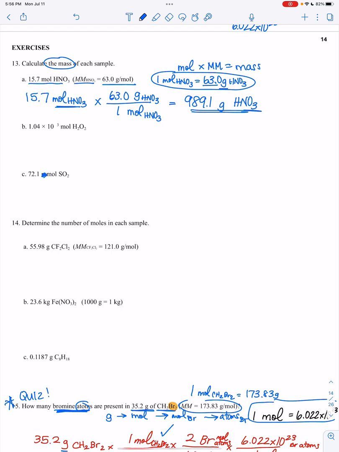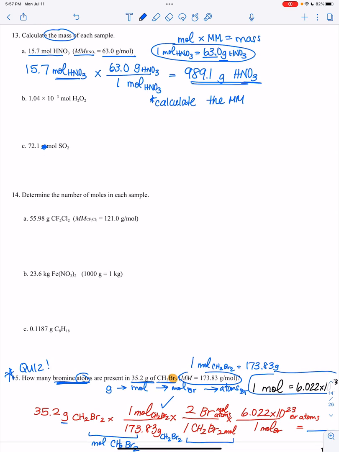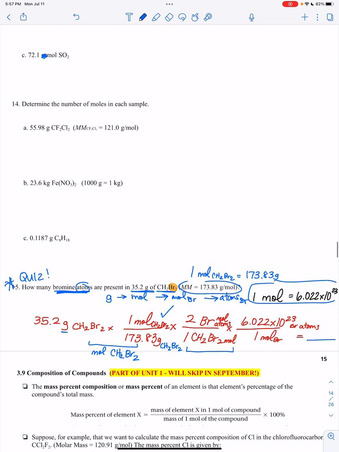Now be careful for B and C. Ignore this Milla. I don't know what that is. I'm so sorry, that was a typo. For B and C, you are going to have to calculate the molar mass first. So don't forget that I gave you the molar mass in A just so I could show you here. But for B and C, you have to be able to calculate the molar mass and then do the math that I showed you.